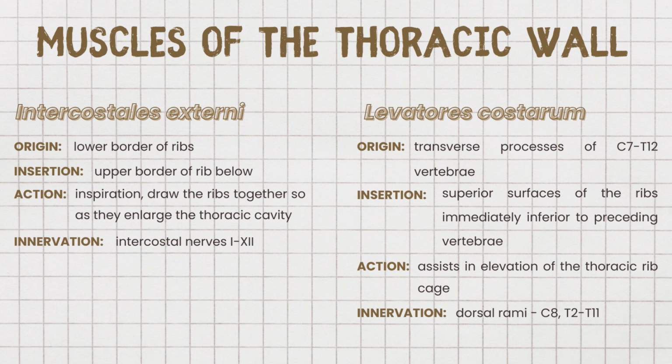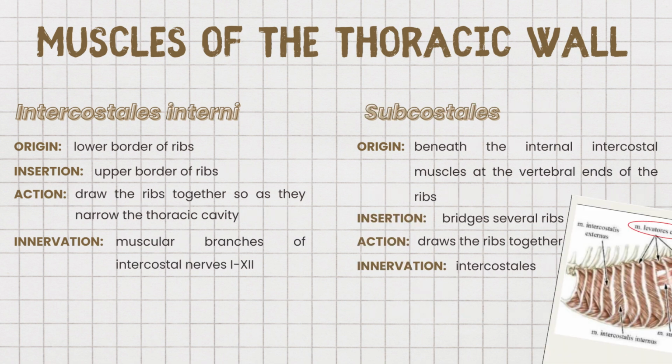Next, intercostalis interni. Origin, lower border of ribs. Insertion, upper border of ribs. Action, draw the ribs together so as they narrow the thoracic cavity. Innervation, muscular branches of intercostal nerves.